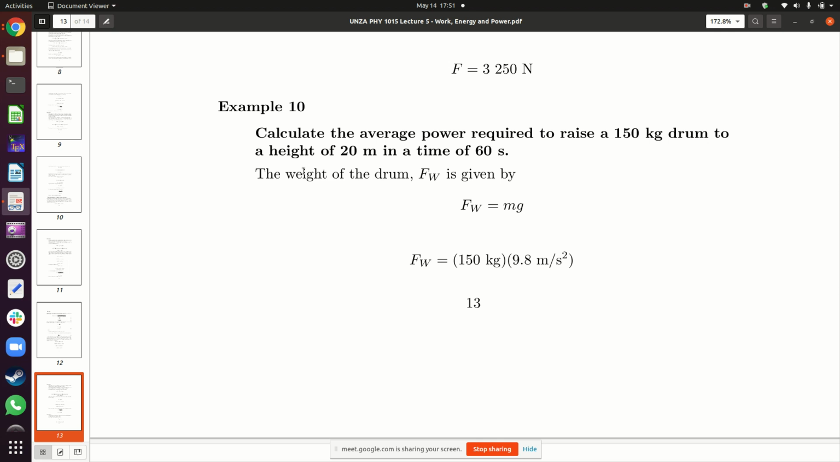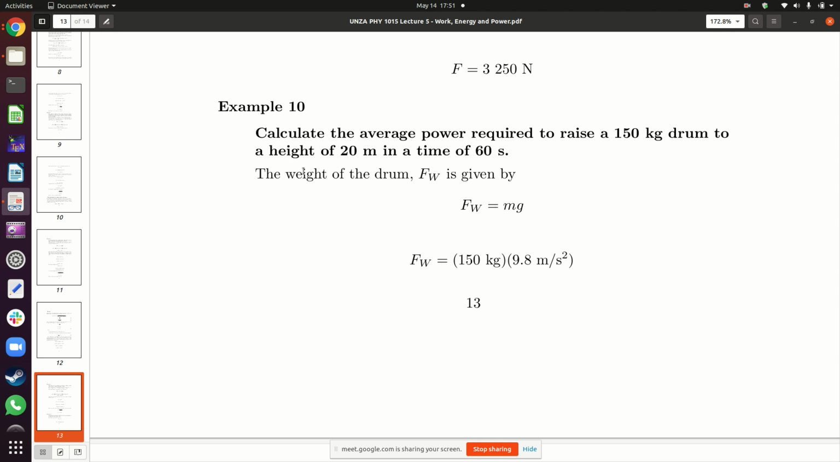Now in this case, we are assuming that as you are doing this work and lifting this work, you're doing all this at constant velocity. Basically, that's our assumption here. We assume that all this thing is happening at constant velocity. So if it's happening at constant velocity, then it means that there is no acceleration. If there is no acceleration, it means that your lift force should be equal to the weight.